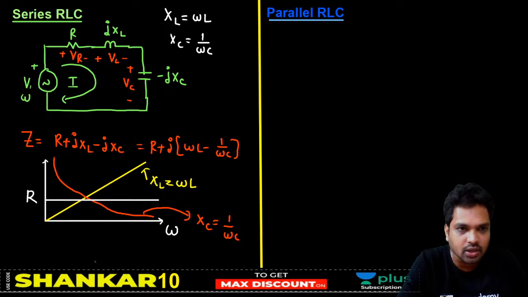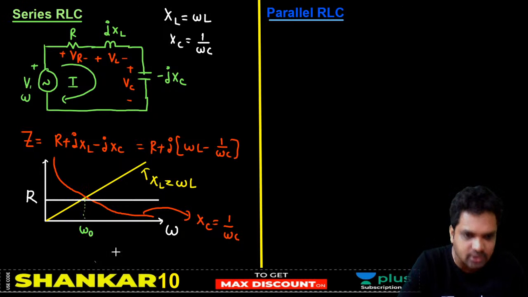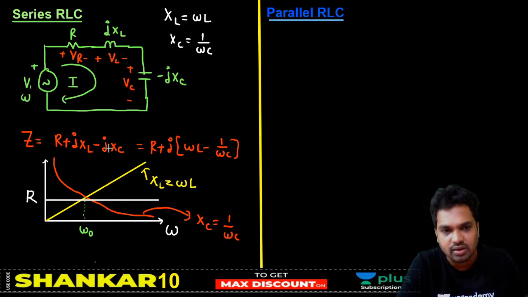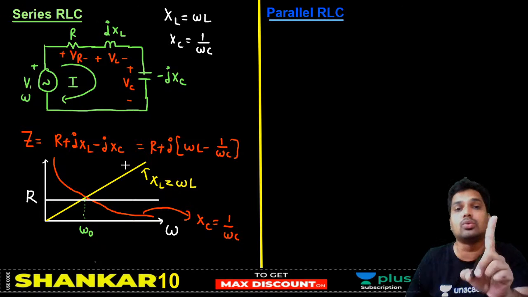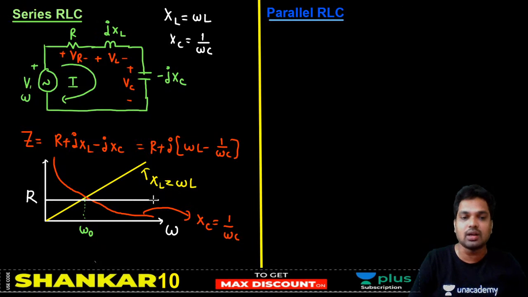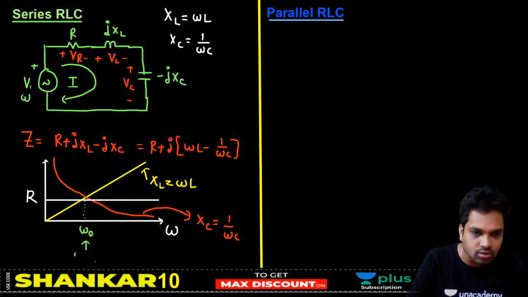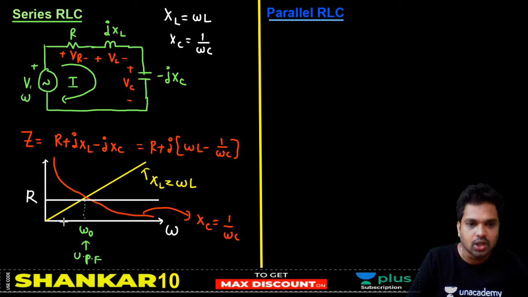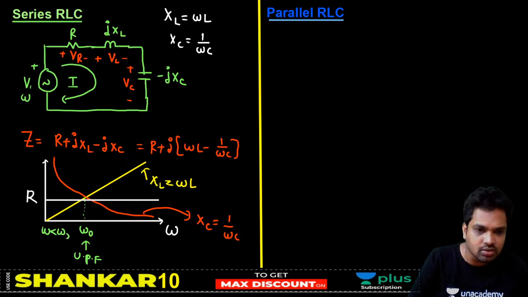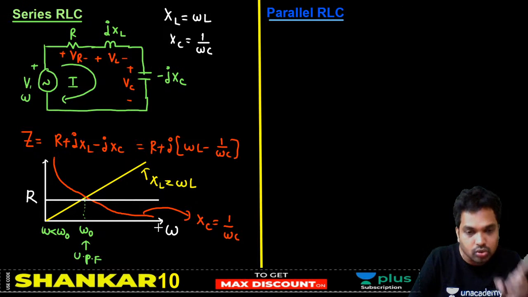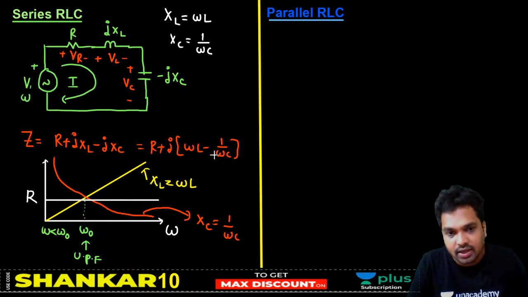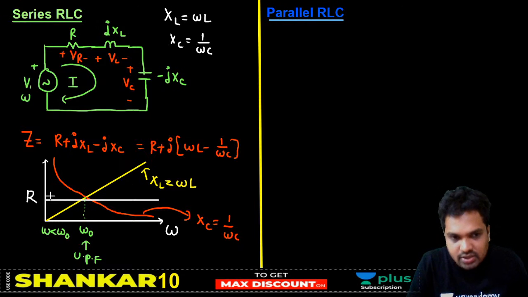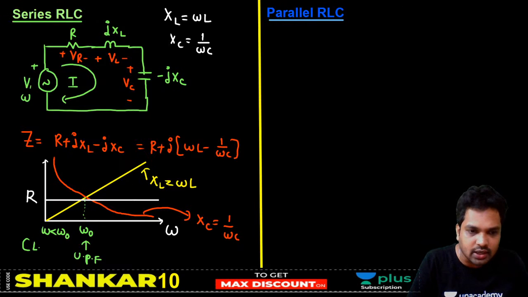Now, at a particular frequency called the resonant frequency, inductor and capacitor reactance cancel and impedance will be purely resistive. That is nothing but the unity power factor condition. If you see before resonance in the series RLC circuit, who is dominating? Tell me. Capacitor is dominating the inductor. So it is leading.